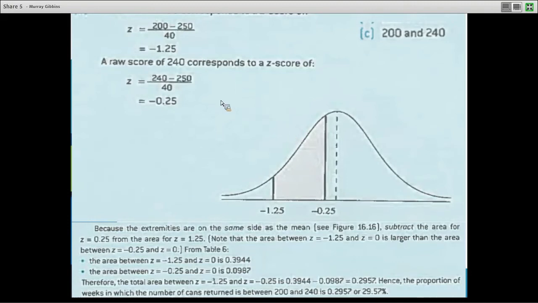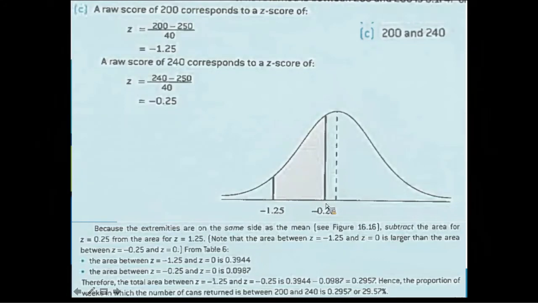Okay, let's do the last one, C. We've now got to find what proportion would the area be between 200 and 240? Again, mean in the middle of 250, and then we're trying to find 200 and 240. So I'd put 240 there and 200 here. We need to find the area for 200 all the way back to the mean, the area from 240 back to the mean of 250, and find the difference, very similar to what we did last time.